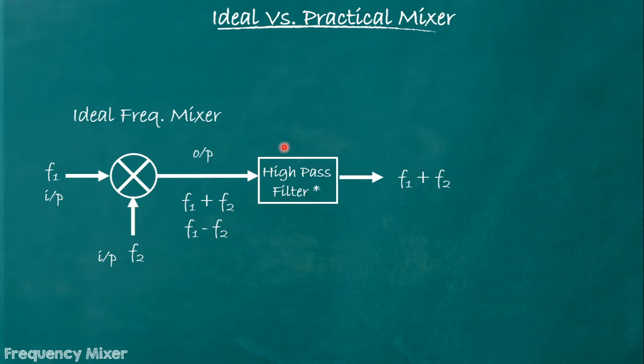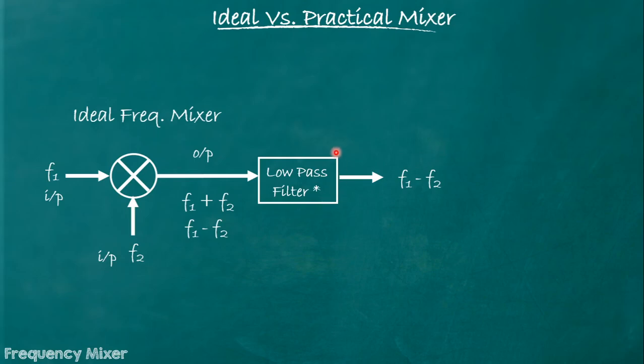So as a result, by putting a high pass filter we will get f1 plus f2, and f1 minus f2 is rejected. Similarly, if we want f1 minus f2 in the output, that is, if we want the lower frequency in the output, then we have to replace this high pass filter by a low pass filter so that you will get f1 minus f2, that is nothing but the difference frequency.